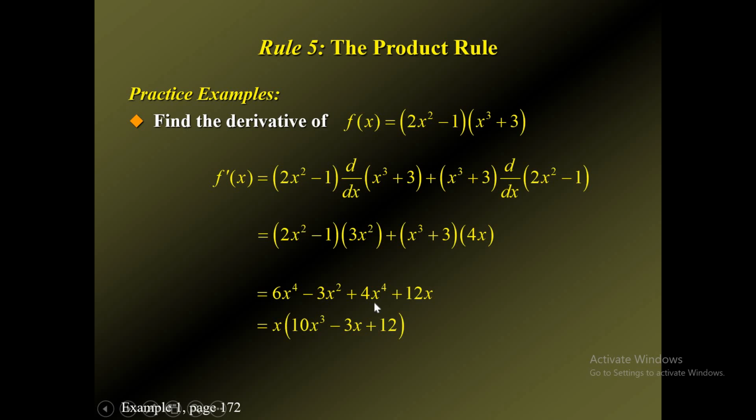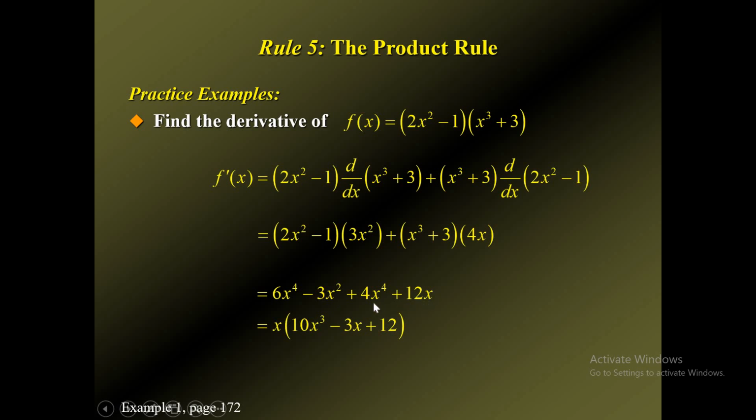Why are they like terms, Yanis? Because they have the same degree of power. Power 4, power 4. So if I have the same exponent above the x, it means they are like terms. 6x power 4 plus 4x power 4 is going to be 10x power 4, plus, in descending order, negative 3x squared plus 12x.